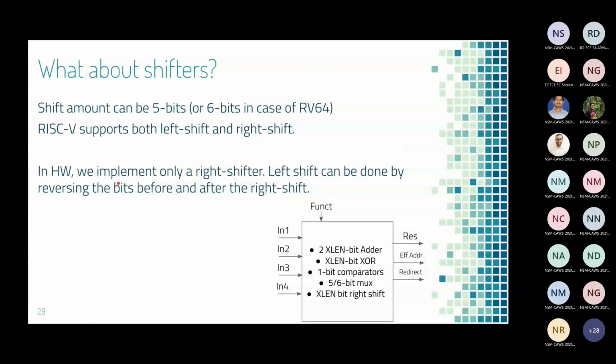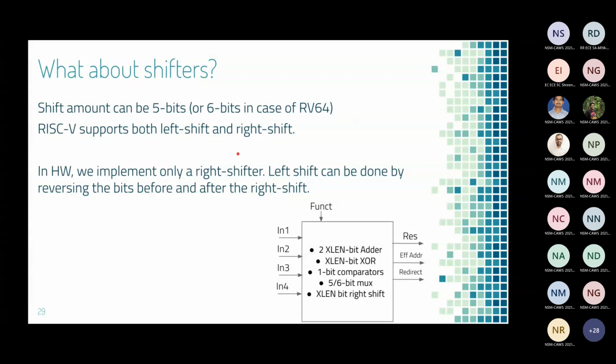So shifts, you will have to build a shifter. What we do is we implement only a right shifter. For shift left, what we do is we reverse the bits, do a right shift, and reverse it back. Reversing bits is no hardware because you just have to rewire the bits. Bit 0 becomes bit 31, bit 1 becomes bit 30, and bit 2 becomes bit 29, and so on.